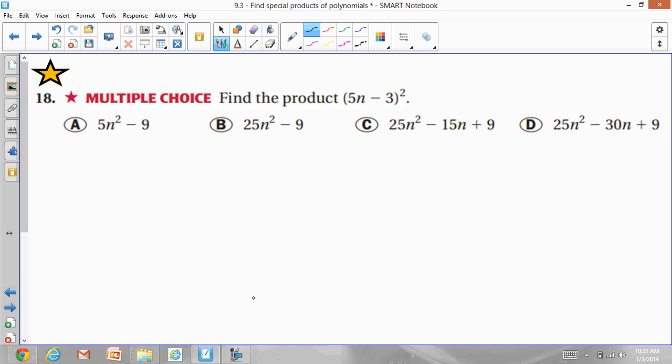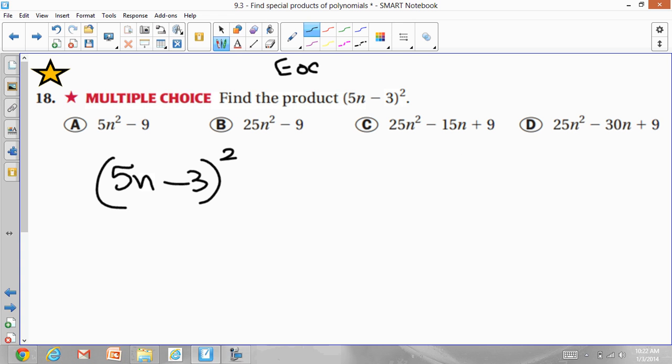Now copy question number 18. This is an EOC kind of a question. They are asking you to find the product, which is the clue that is given, and you got (5n − 3) the whole squared. Now this is a tip I was telling you before. Do not distribute the 2.